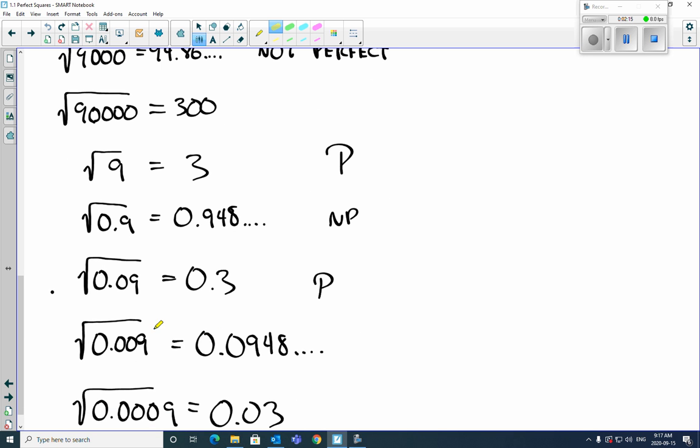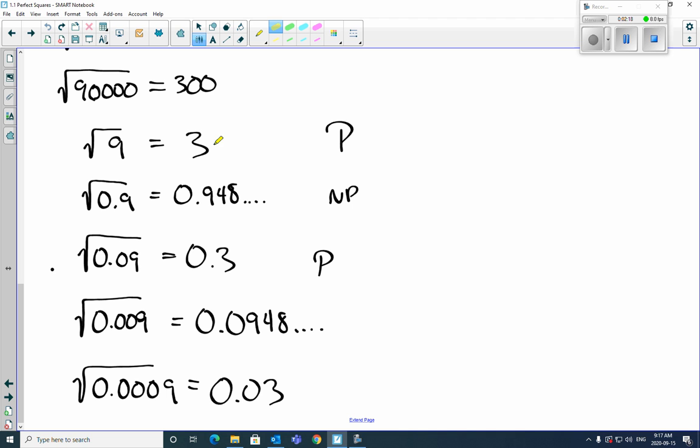What about if we go the other way? So we start with 9 again, which is 3, but now we're going smaller ones. So 0.948. See, the decimal is going a different direction now. 0.09 is 0.3. Perfect. And then we can just keep going. You can see the pattern. All we're doing is moving the decimal every single time. That's just there so you understand patterns of how math works.